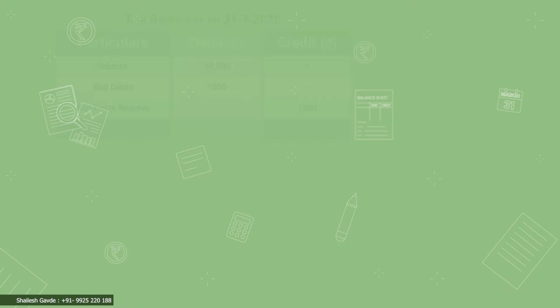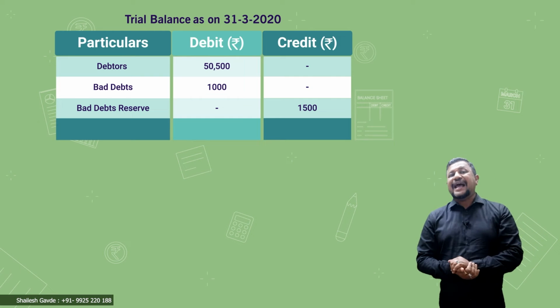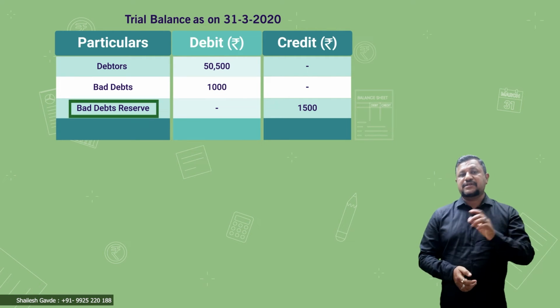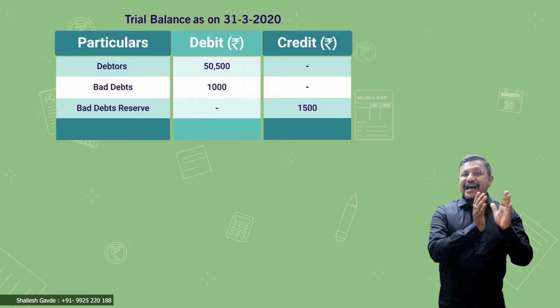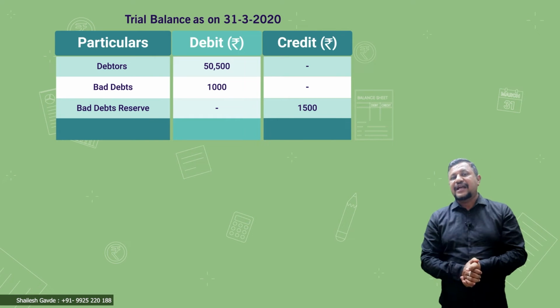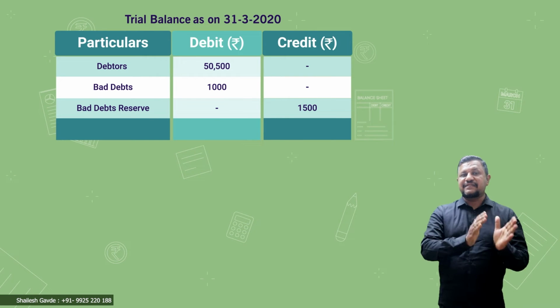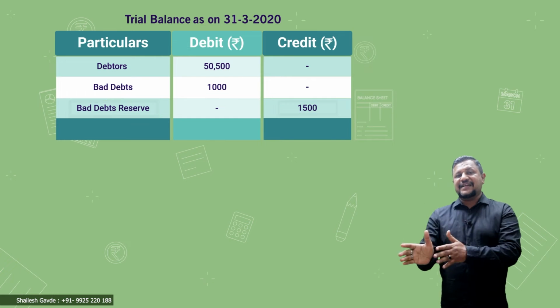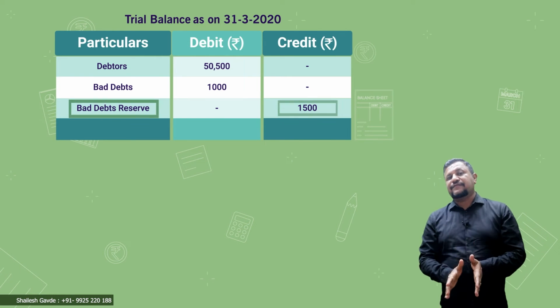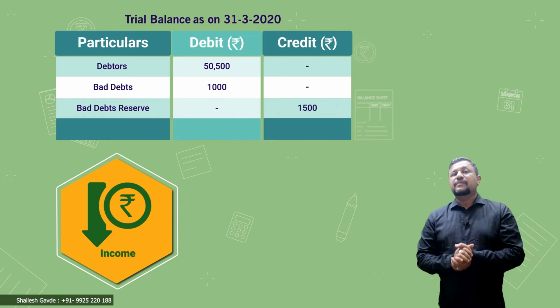Well, the reserve which is given in the trial balance, bad debts reserve, is last year's excess reserve, and that is the reason it is given on the trial balance credit side. We treat it as if it is our income.